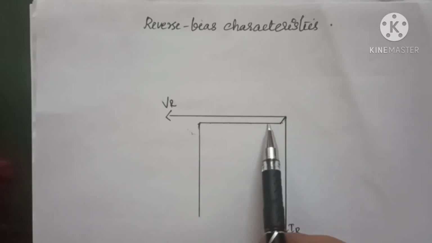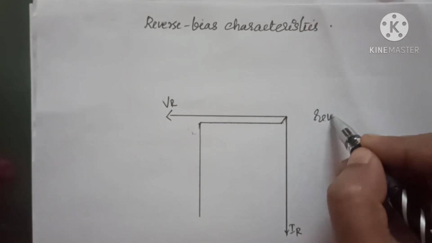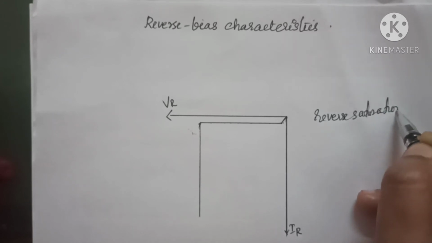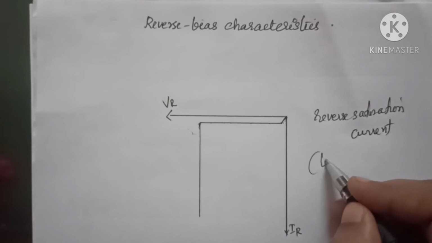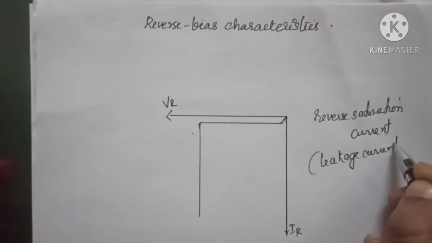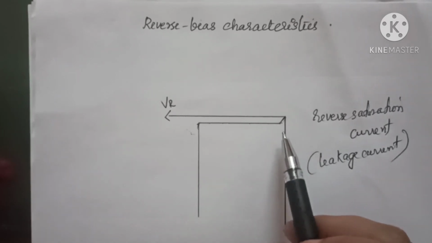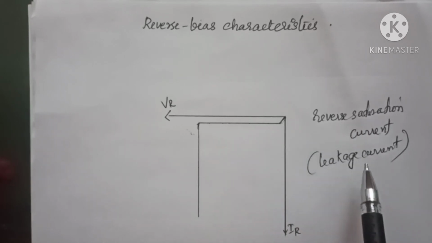So, this maximum reverse current is called the reverse saturation current, or you can call it leakage current. Okay, it's a 1 mark question. Leakage current. So what is that leakage current? It is the maximum reverse current. It is the reverse saturation current or leakage current. Clear?